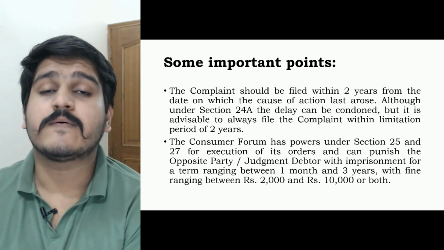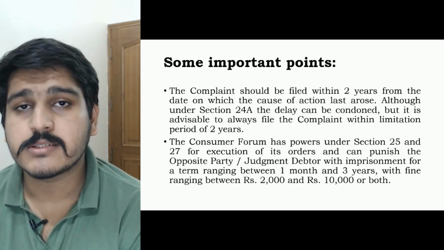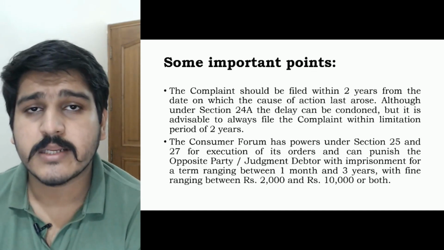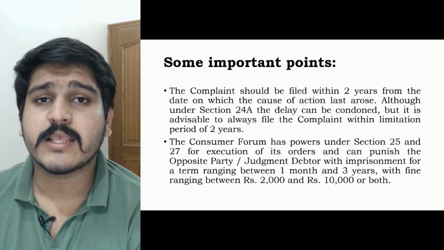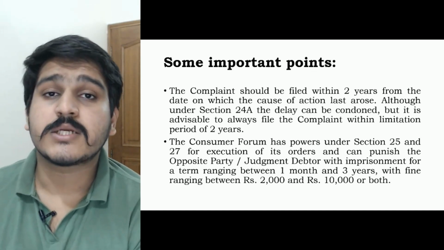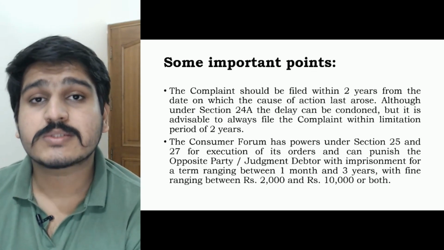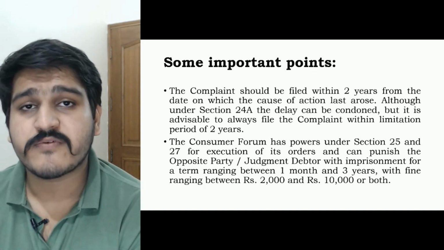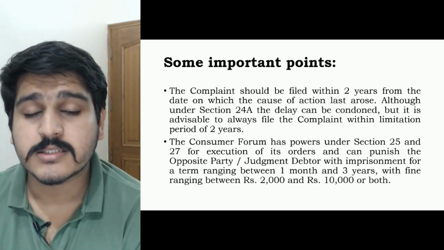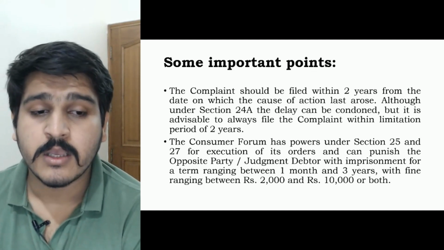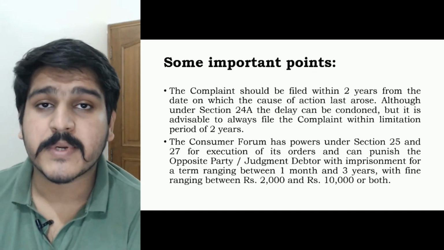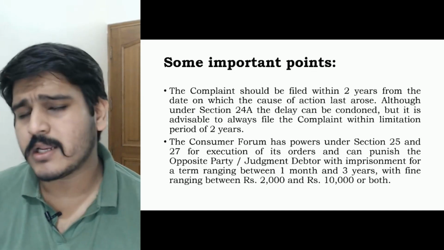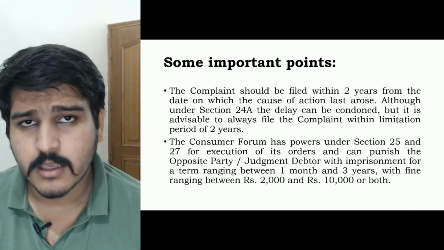It is a very vast power given to the Honorable Consumer Tribunals under Section 25 and 27 in the execution proceedings. Under Section 27, the Consumer Court has the power of a judicial magistrate of first class under the CrPC, and it can send the opposite party to imprisonment for a term ranging from 1 month to 3 years, and can also impose a fine of 2,000 to 10,000, and can also attach the property of the opposite party to make good the amount, that is the compensation or the refund, which is to be paid by the opposite party.